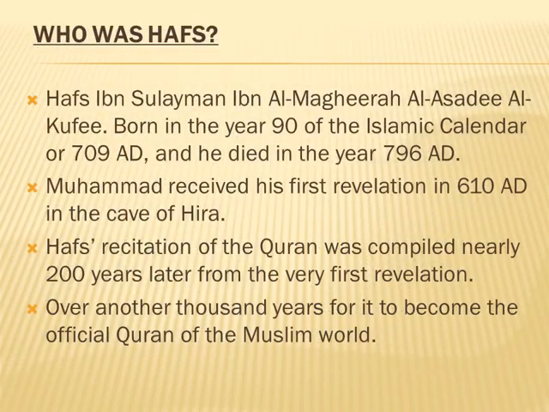So who was Hafs? His full name is Hafs ibn Sulaiman ibn al-Mughira al-Asadi al-Kufi. He was born in the year 90 of the Islamic calendar, or 709 AD, and he died in the year 796 AD. It is claimed that Muhammad received his first revelation in 610 AD in the cave of Hira. So Hafs's recitation of the Quran was compiled nearly 200 years later from the very first revelation, and over another 1,000 years for it to become the official Quran of the Islamic world.